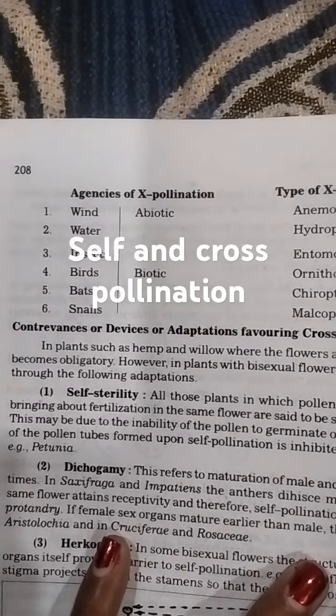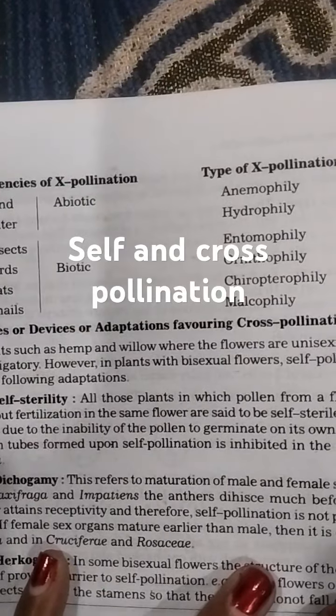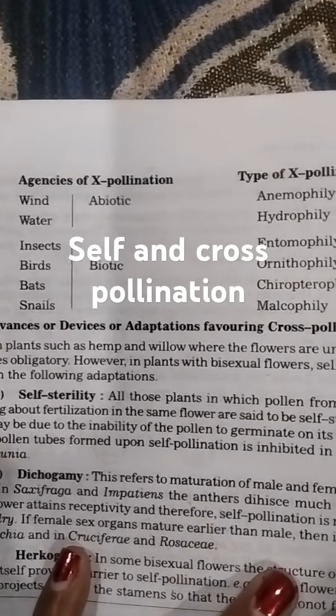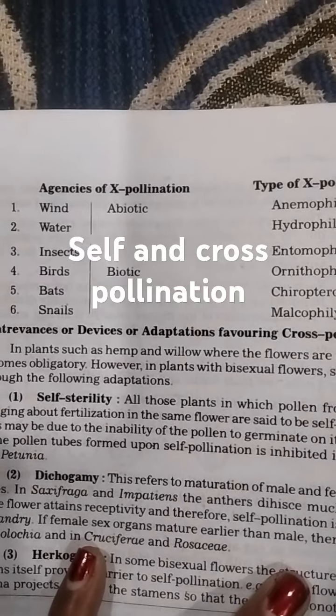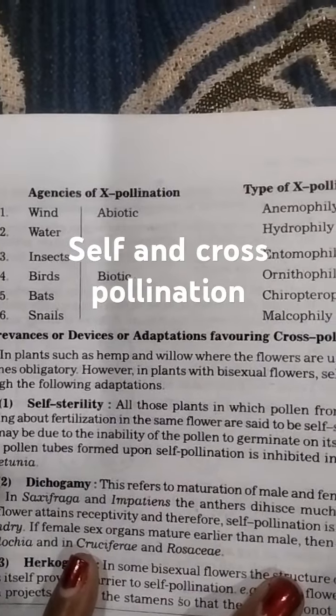And when it is through insects, birds, bats and snakes, it is biotic pollination. Insect pollination is called entomophily. Bird pollination is called ornithophily. Bat pollination is known as chiropterophily, and snail pollination is known as malacophily.